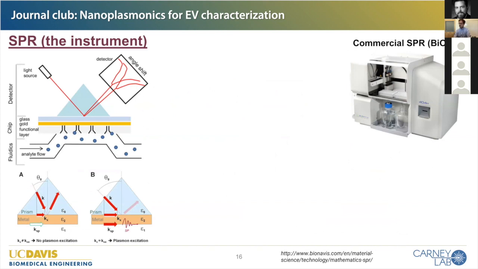So you can see in the top figure on the left here, light is focused on a kind of 50 nanometer thin metal film through a glass prism. And the subsequent reflection is detected by a PMT. And at a certain angle, the incoming light couples to the metal surface. You get your surface plasmon. So then the light basically all goes away.